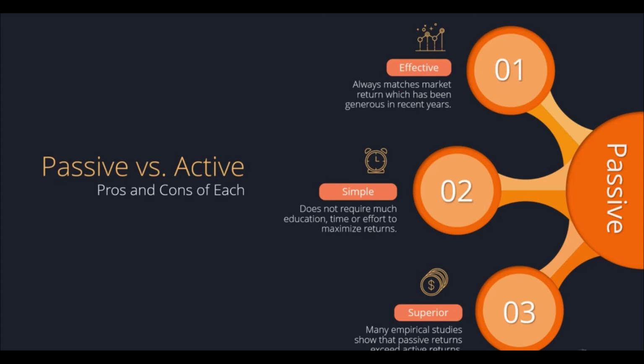Passive investing can be done by literally anybody. You could not have even graduated from high school, have no idea how anything in finance works, and you would be able to do passive investing. It's very simple to do. You just set up an account, throw your money into the account, buy the S&P 500, boom, done, right? That's passive investing. And there's also a lot of empirical studies to show that passive returns exceed active returns, which is, well, a great reason to go with passive over active.